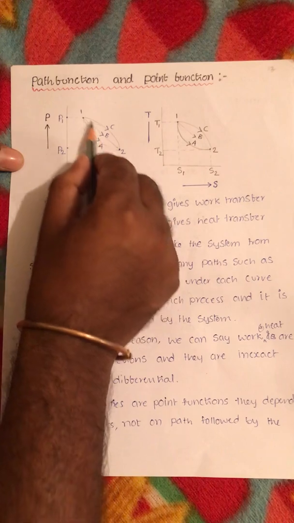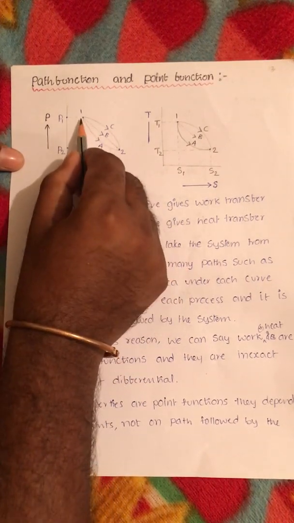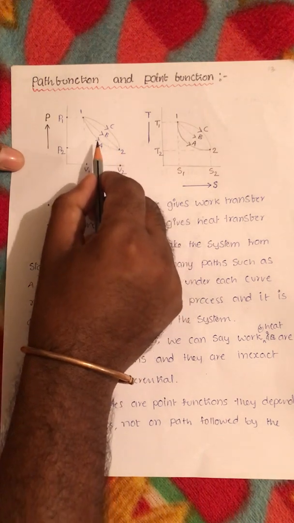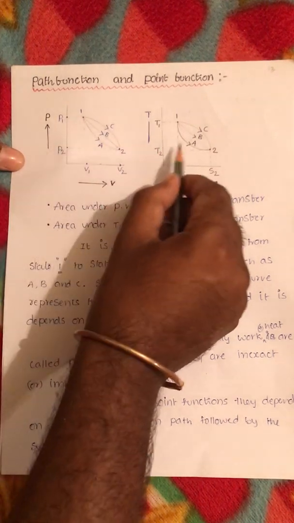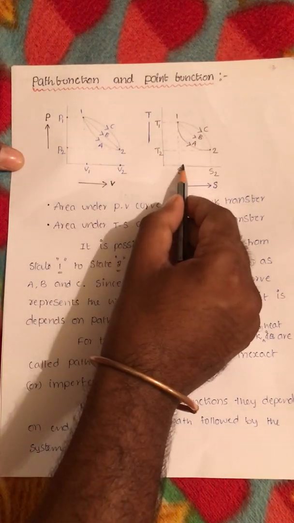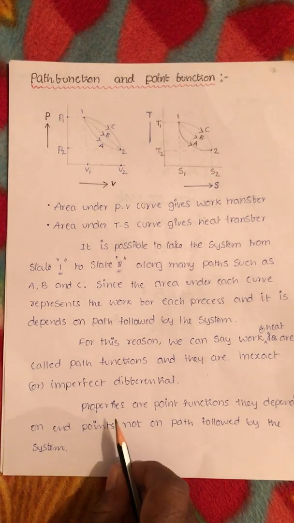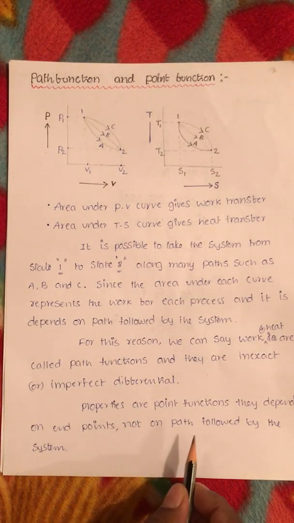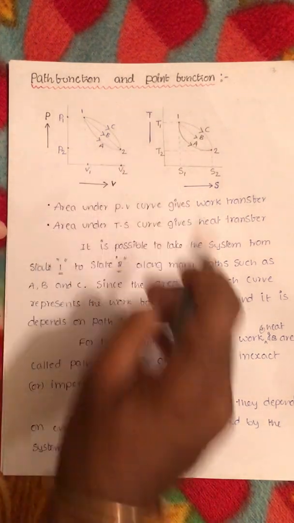Whatever path you consider, the change in pressure from state point 1 to state point 2, whether path A, path B or path C, is only P2 minus P1. It is only T2 minus T1. It is only V2 minus V1. It is only S2 minus S1. So properties depend on endpoints. They are called properties of the system and they are not dependent upon the path followed by the system.